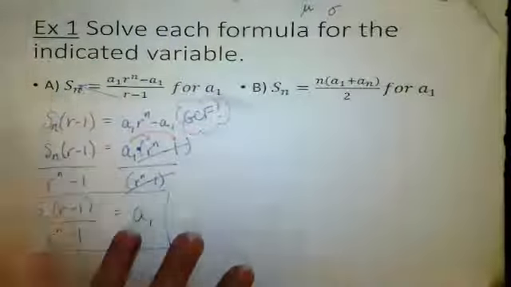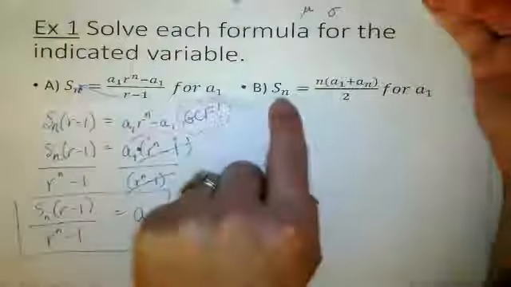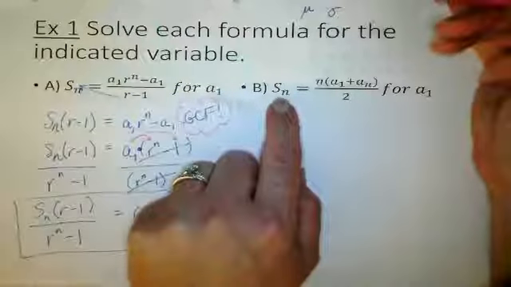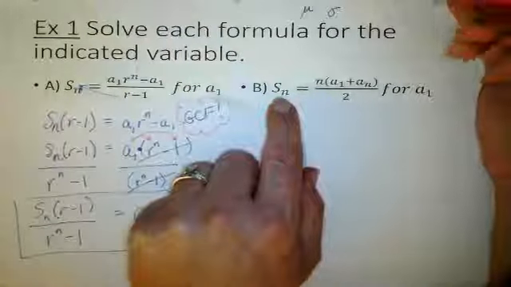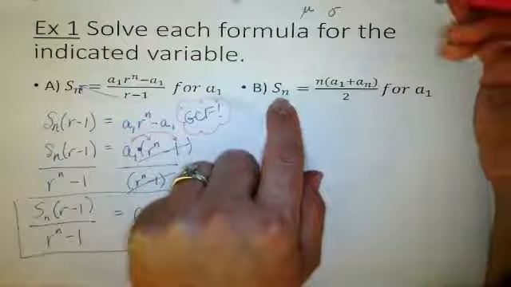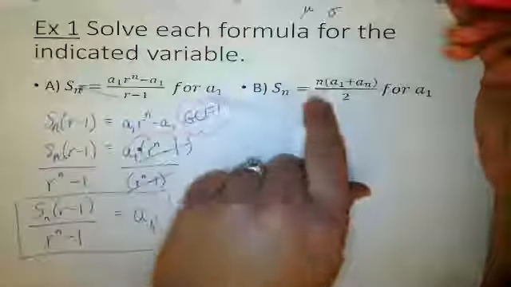All right, again. S sub n stands for the sum of the first n terms. These are formulas. This one, this is the formula.